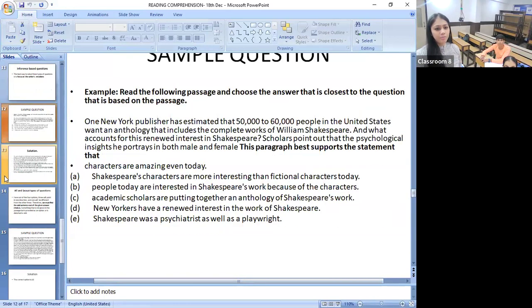So see over here, one New York publisher, this, that includes, and what accounts for this renewed interest in Shakespeare? So technically you're asking what accounts for there being a renewed interest in Shakespeare, plus they're talking about what she's saying: the insights he portrays in both male and female. Because he portrays different characters, he doesn't only talk about one; if you read the earlier books, you feel that they're very misogynist in their approach. So that is what it gives.